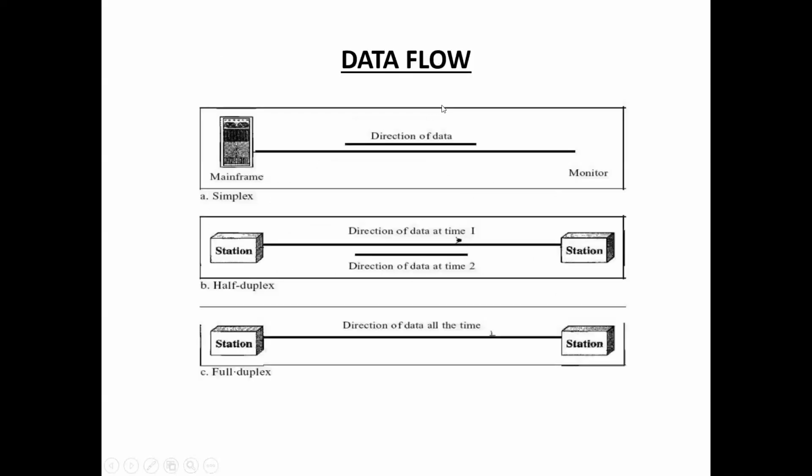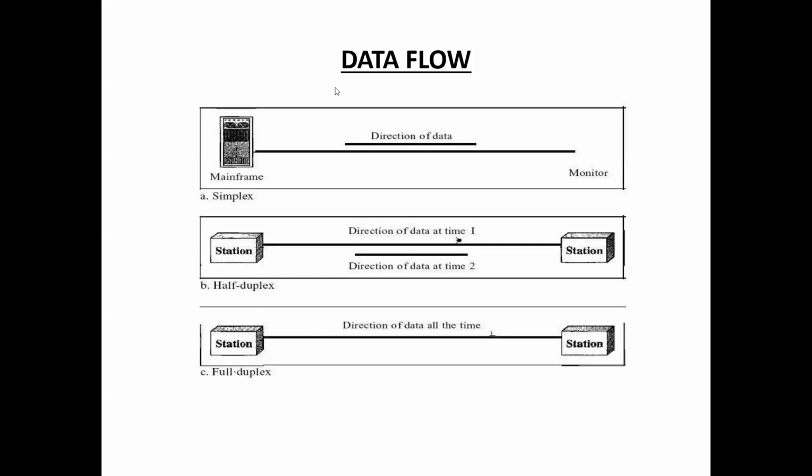So here, first one, simplex mode. In simplex mode, the communication is unidirectional, a one-way stream. That means only one of the two devices on the link can transmit, and the other can only receive. See in this diagram, the monitor can only accept output and the keyboard can only introduce input.